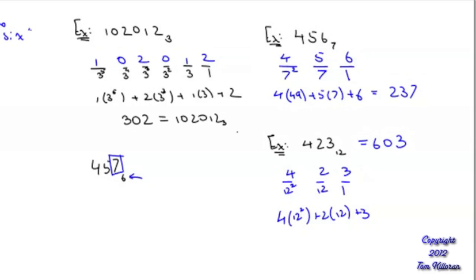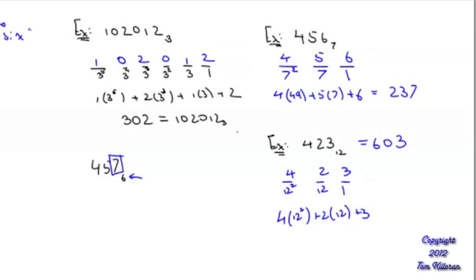603. Don't write any base after this. This is 603. It's understood to be base 10, but don't write it. It's just understood. Well, how do you get base 10 out of 603? Because this 4 represents 4 144s, and 144 is our number. So when I go 4 times 144, I'm converting it into a value that I understand. 144 is something I understand. 4 12 squares, I don't understand.